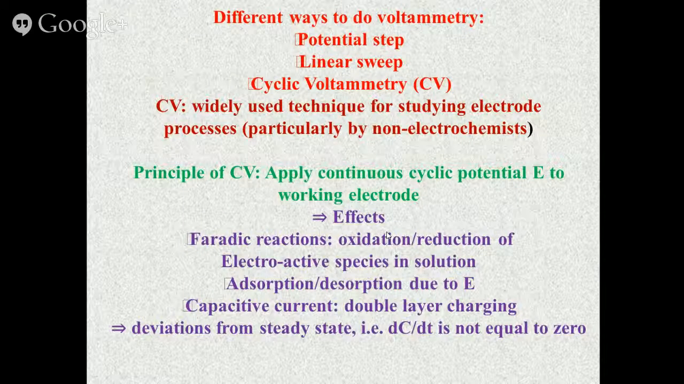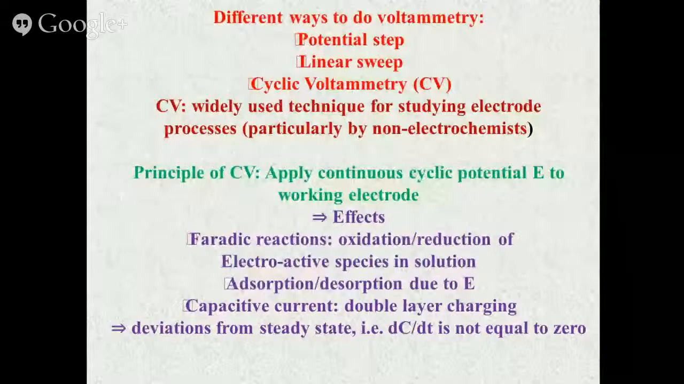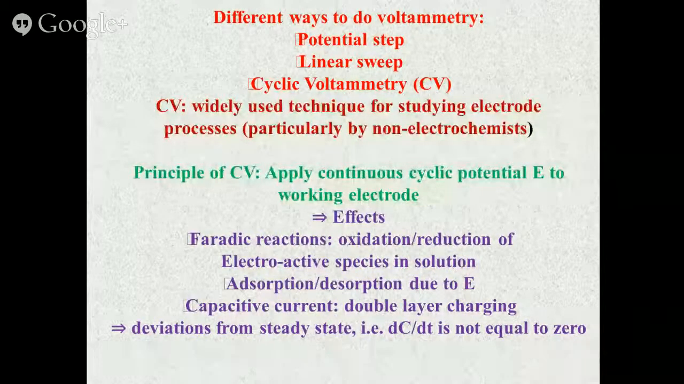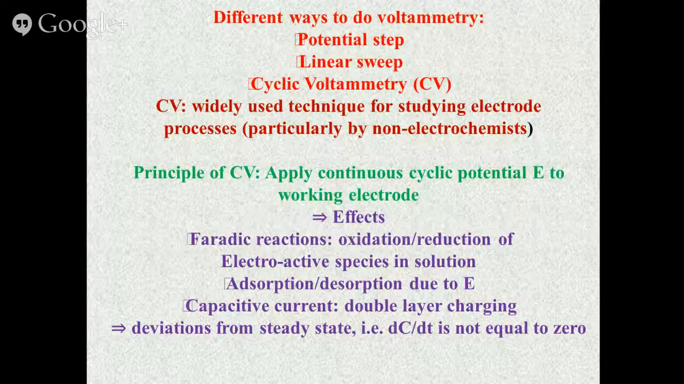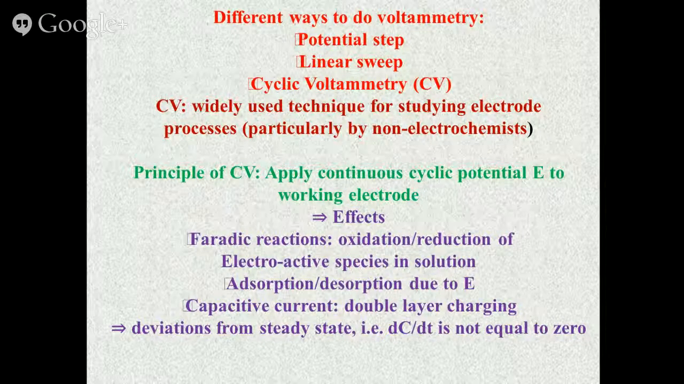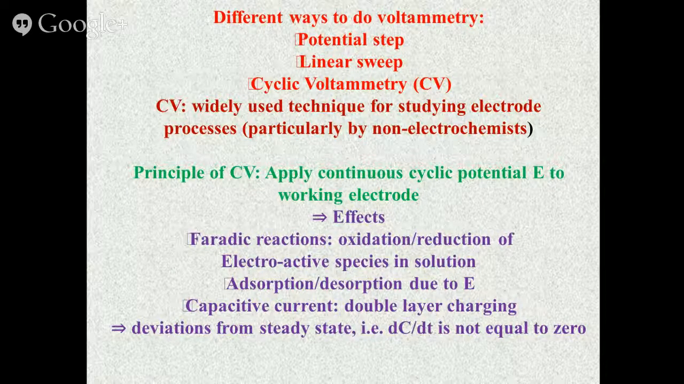There are different ways of doing voltammetry. I can do a potential sweep, a potential step function, or a linear sweep where I vary the potential continuously. When I do a linear sweep cyclically, it is called cyclic voltammetry. Cyclic voltammetry is a technique used for studying electrode processes, particularly by non-electrochemists. Apply a continuous cyclic potential to the working electrode.